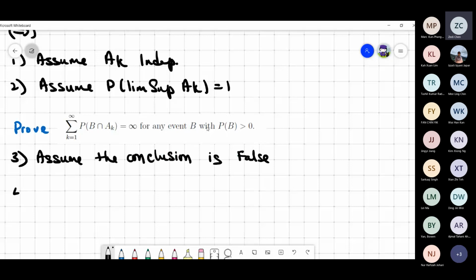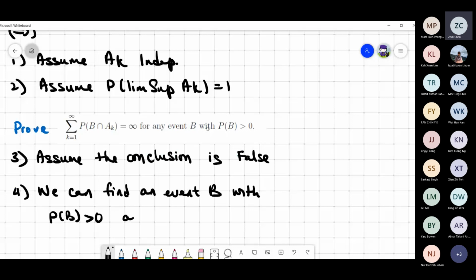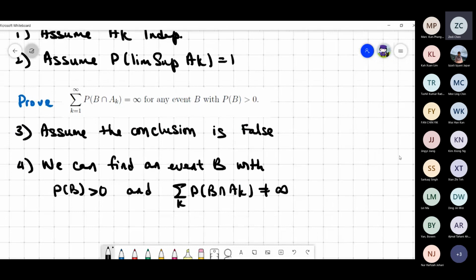So what does it mean? It means that we can find an event B with P(B) greater than 0 and this sum of P(B∩AK) is not infinity. Right?